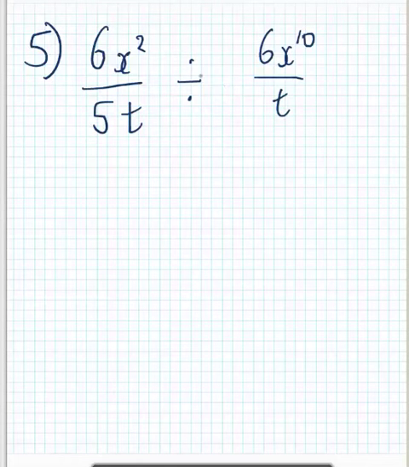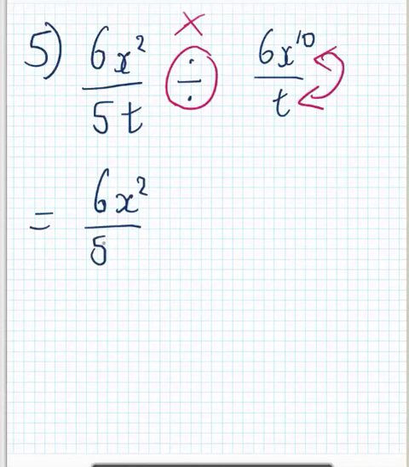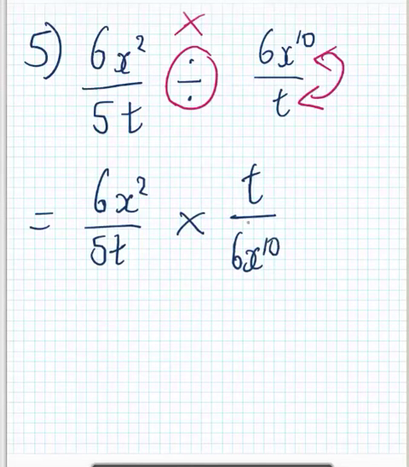Now, straight away, I see fractions, I see division, circle it, change it to times by flipping this side here. You can't go wrong by doing that every single time. So my first step, I write it down here, 6x squared over 5t. I now have times. I flip this, so t is now on top, over 6x to the power of 10. And now all I'm going to do is simplify before I multiply. We're pretty good at this by now.